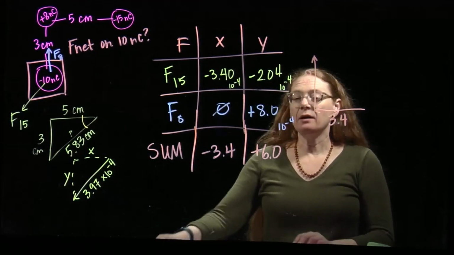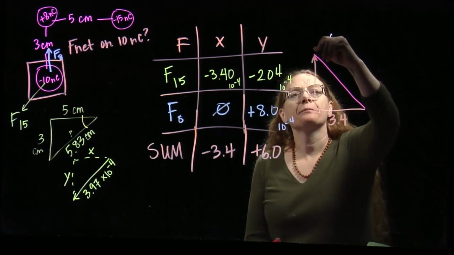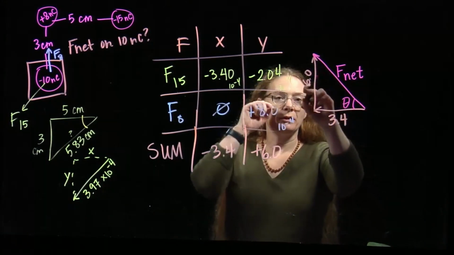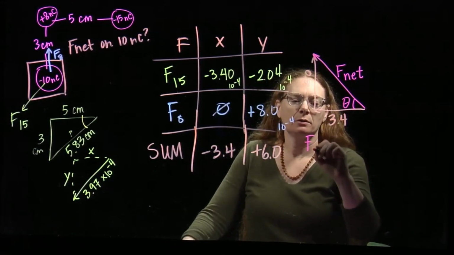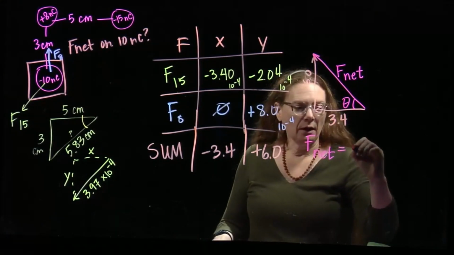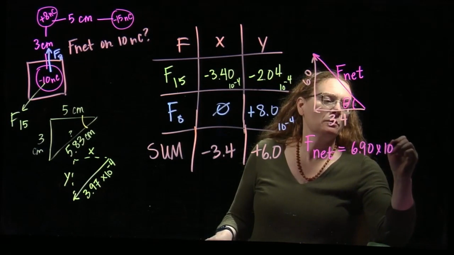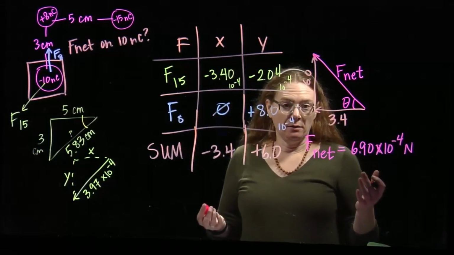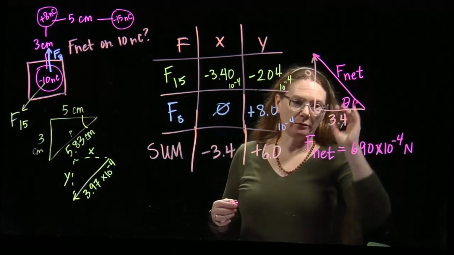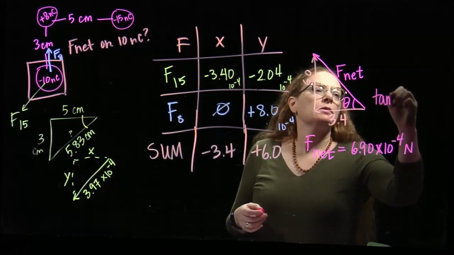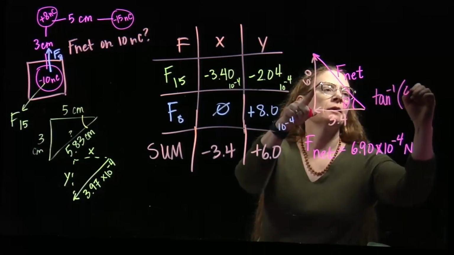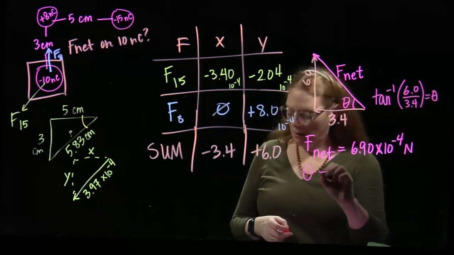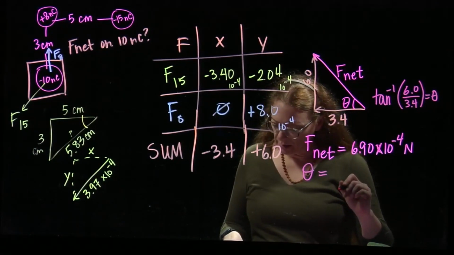And so our final is going to be what? The hypotenuse of this. And we can use a squared plus b squared equals c squared to get the net force, which I got 6.90 times 10 to the minus 4. Don't forget to put that exponent back in there. And we need an angle because, again, forces are vectors. We need to know what direction it is. Use the inverse tangent of opposite over adjacent. 6.0 over 3.4 to get me my angle.